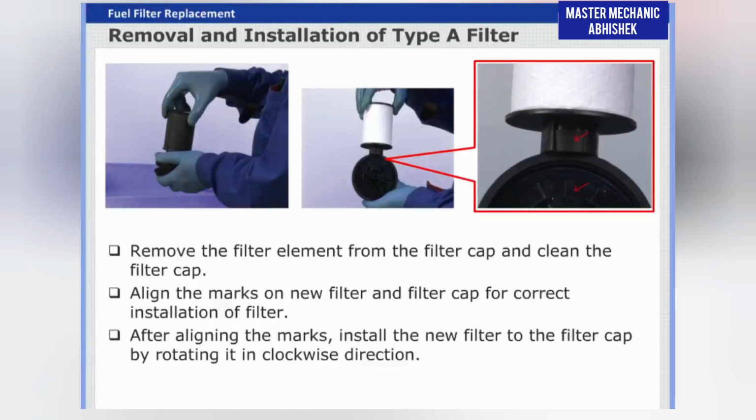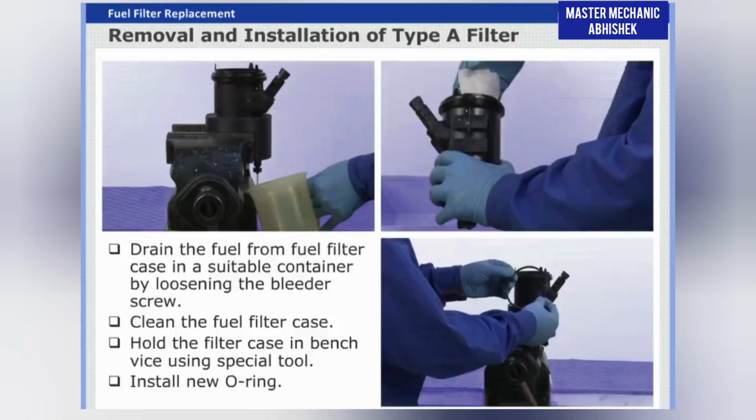Align the marks on the new filter and filter cap for correct installation of filter. After aligning the marks, install the new filter to the filter cap by rotating it in clockwise direction. Drain the fuel from fuel filter case in a suitable container by loosening the bleeder screw.